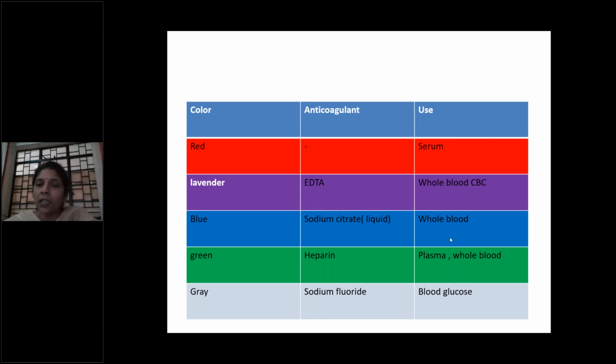Sodium citrate is usually for collection of whole blood. Green color, heparin is present as an anticoagulant. Again, this is meant for collection of whole blood or plasma. Gray color is meant for sodium fluoride, and it is mainly done for investigation of blood glucose levels.